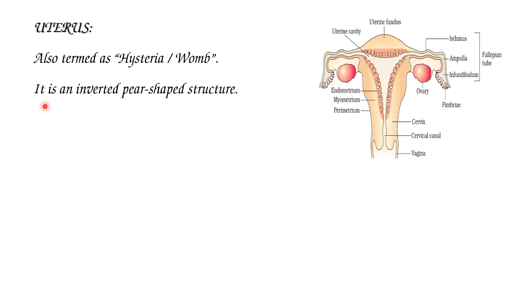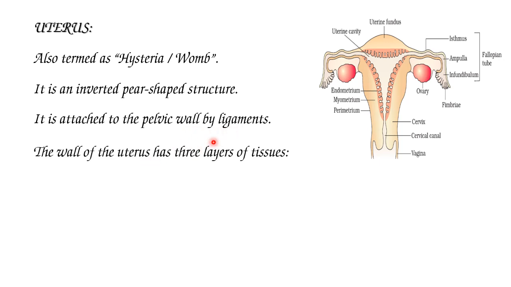Uterus. The uterus is also termed hysteria or womb. It is an inverted pear-shaped structure, and the uterus attaches to the pelvic wall by ligaments. So ligaments are connective tissues.